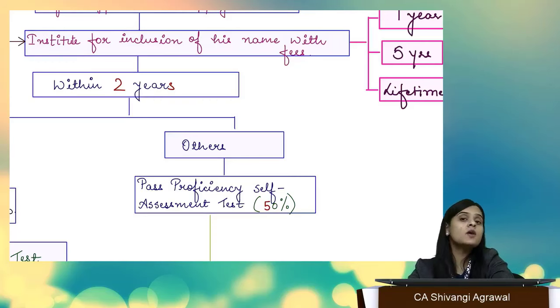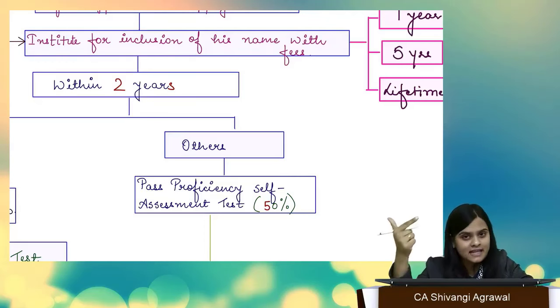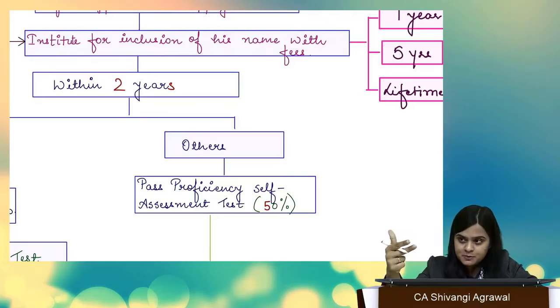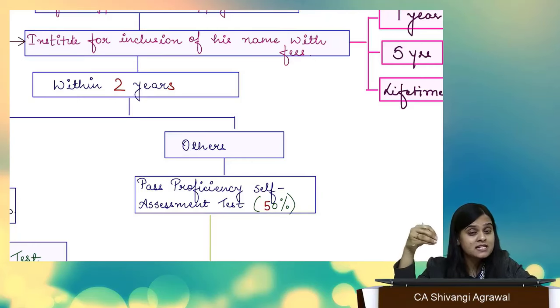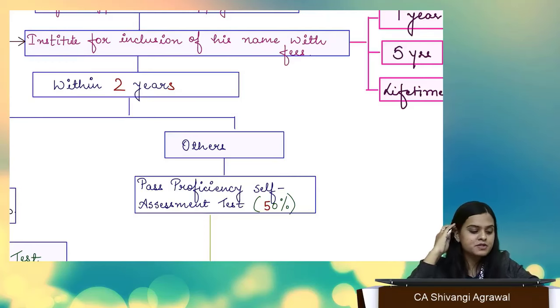Moreover, if you are an advocate in practice, if you are a CA in practice, if you are a CS in practice, if you are a CMA in practice, and you've been in practice for at least 10 years, then also you are exempted from the test. Okay. Fine.